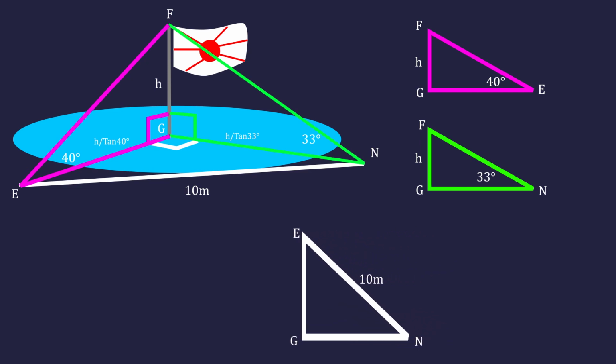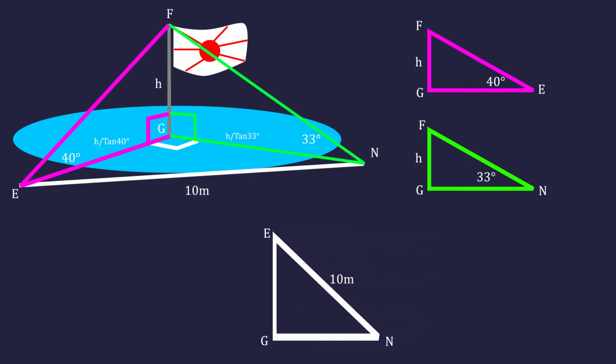Now, using the trusty old Pythagoras theorem, we can assume that the square of these two sides added together is 10 meters squared. So if we lay it out like this, h squared divided by tan squared of 33 degrees plus h squared divided by tan squared of 40 degrees is equal to 10 squared, which you can factorize to h squared times, in brackets, 1 over tan squared of 33 degrees plus 1 over tan squared of 40 degrees, which is equal to 10 squared.